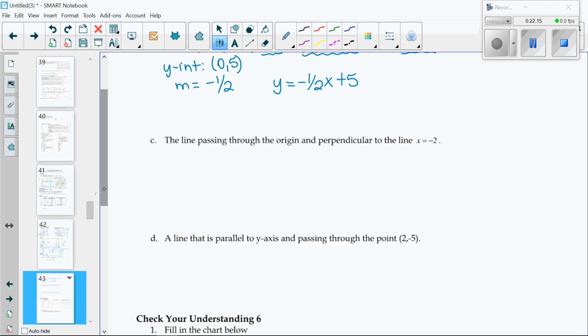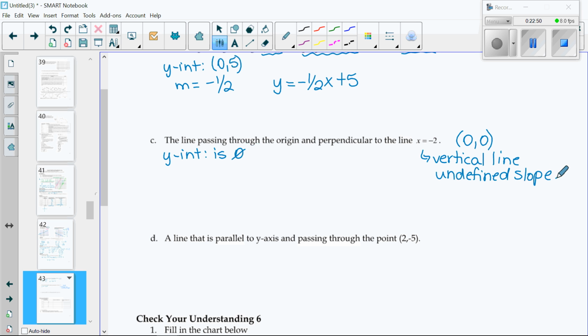The line is passing through the origin, so the origin is at 0, 0. Therefore, the y-intercept is 0. And it's perpendicular to the line x equals negative 2. Well, x equals negative 2 is a vertical line. Okay, vertical line with an undefined slope. So the only possible equation that we could have is y equals 0. A line that is parallel to the x-axis.